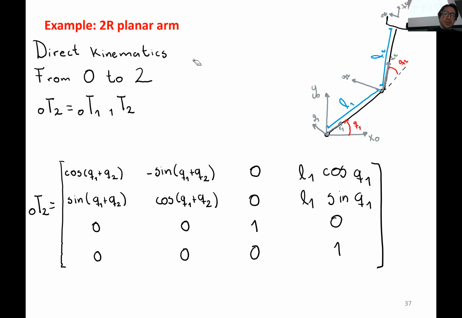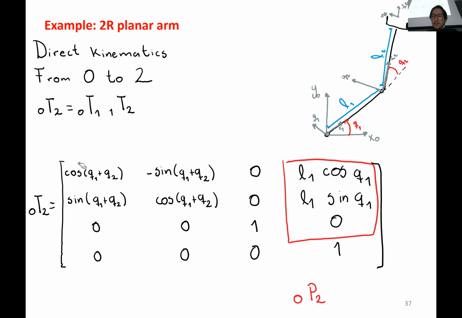Remember, you're going to get cosine 1 times cosine 2 plus sine 1, sine 2. And then from here, we use our trigonometric identities, and you end up with this q1 plus q2 inside of the cosine and sines. And if you do the multiplications, then you end up with this.